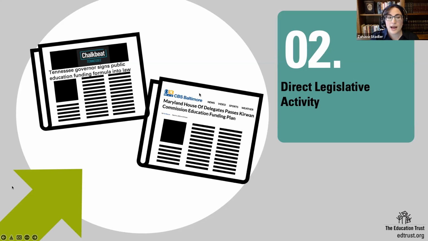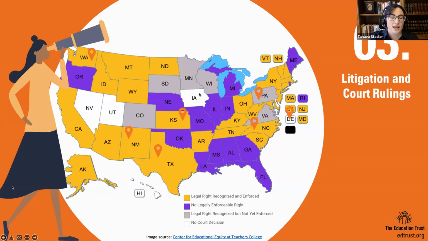And the third obvious opening that I want to highlight is school funding litigation. So this is another obvious opportunity to cover school funding issues. So as you can see from this map, which was put together by the Center for Educational Equity at Teachers College, nearly every state has had a school funding ruling at some point. And even in states where there hasn't been a court decision, there has often been litigation that's produced an important settlement, like in Delaware recently.